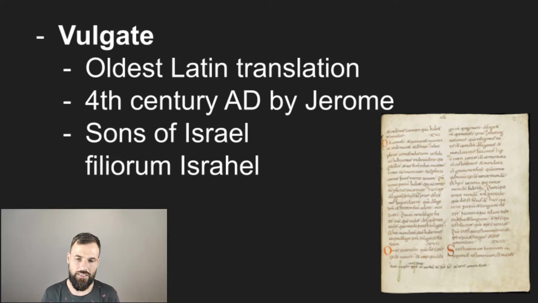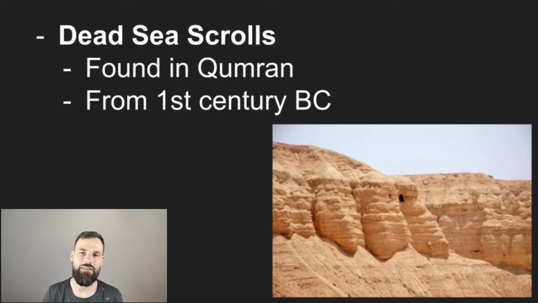Given this evidence, it is no wonder that pretty much all the old English translations, such as the King James Version, have sons of Israel. But then archaeologists, almost by accident, made the discovery of the century, at least for biblical scholars. They found the Qumran, or sometimes called Dead Sea Scrolls. The Dead Sea Scrolls were written by the community of Qumran near the Dead Sea, likely during the 1st century BC. So they are much older than the Masoretic texts.